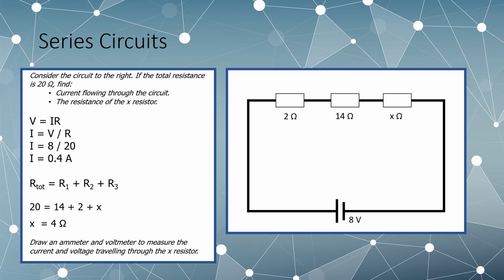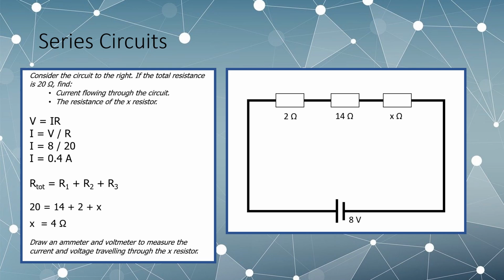To find the resistance of our X resistor, we're going to have R total is equal to R1 plus R2 plus R3, as there are 3 resistors in this case. Which is just going to give us 20 is equal to 14 plus 2 plus x. And hopefully you can easily see there that our x is going to equal 4 ohms.